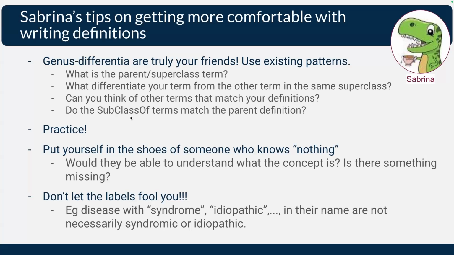So if I need to define an apple, okay, what is the bigger concept of an apple? It's a fruit. What are the differentiating characteristics of an apple? Let's say it's green. Well, can I think of other things that are fruits and green and are not apple? Can I think of all the apples and are all the apples also green? So use the genus differentia and that third process because it is a really good starting point and it really helps.